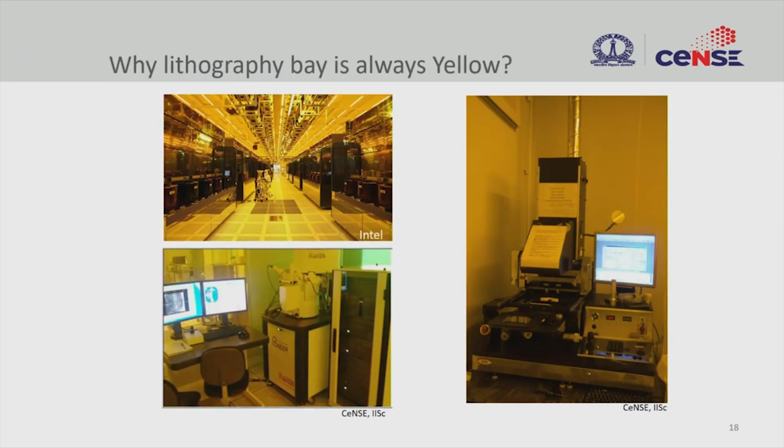So I would like to leave you with this final image, so that you can think about why all the lithography rooms, right? This is Intel's manufacturing unit, and this is the nanoscience fab at IISc. These are two lithography tools. One is electron beam lithography and the other one is optical lithography. You can see all these rooms are yellow in color, right? So why is it yellow in color? Think about it, and then we'll discuss the details in the next lecture.